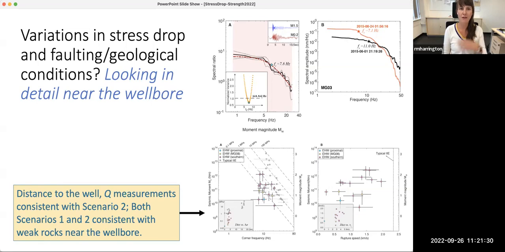And so the interpretation could be that, given that all of these are close to the well, and also with the previous work that Hongyu did, where we have what seem to be very low Q measurements close to the well, these all offer consistency arguments that scenario two is probably more likely. Although both scenario one and scenario two would be consistent with having weak rocks close to the wellbore.